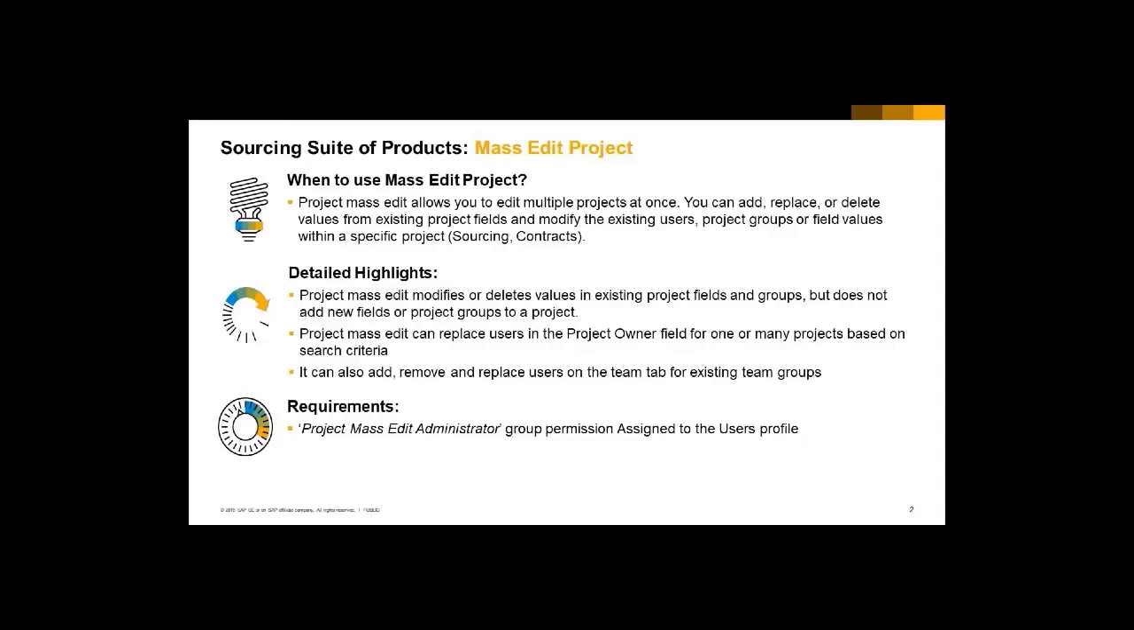Another example is if an owner of a specific project has left the company and you only want to change that one workspace or several workspaces. The system will offer features to make that change. They can also make changes to the team tab as well. So when you have different roles assigned, you can add, remove, or replace users within the team tab to existing team members. You cannot create new team members, but you can add existing team members.